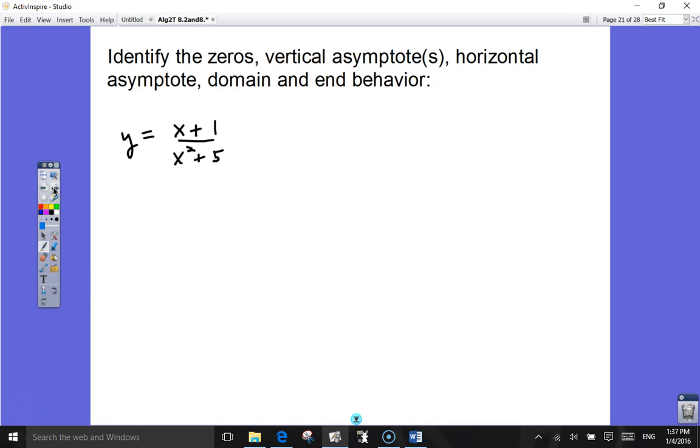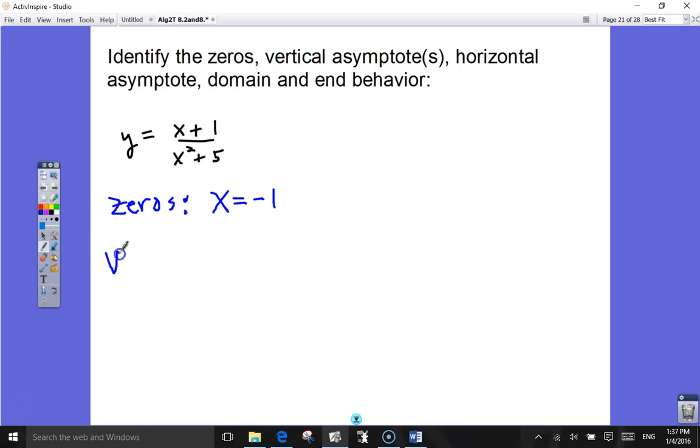Okay, same thing. Zeros. The zeros of the function are the zeros of the numerator. What's the zero of that numerator? X equals -1. That's the x-intercept, right?